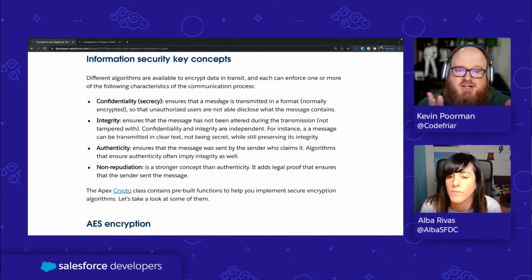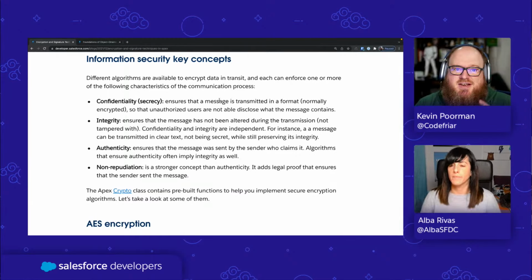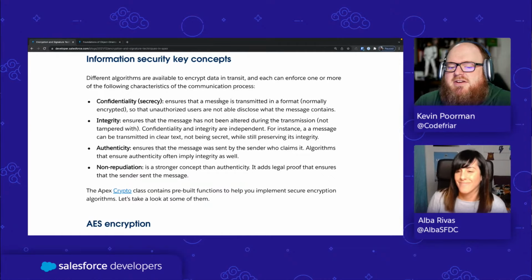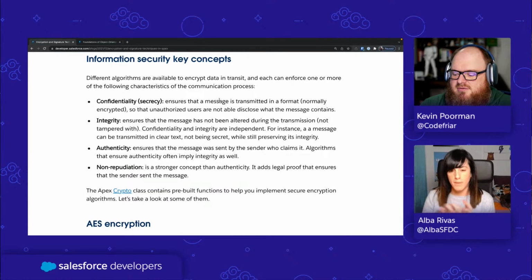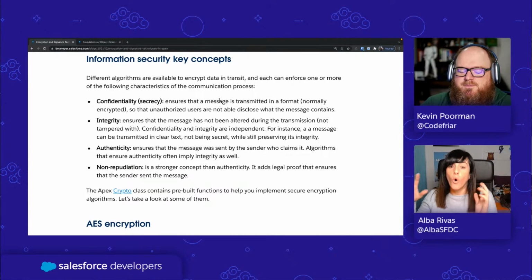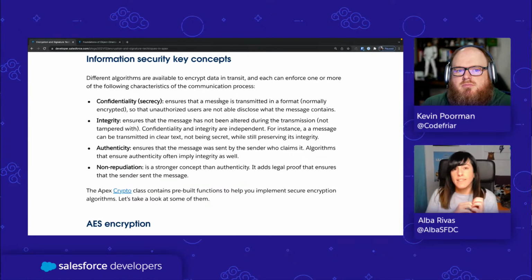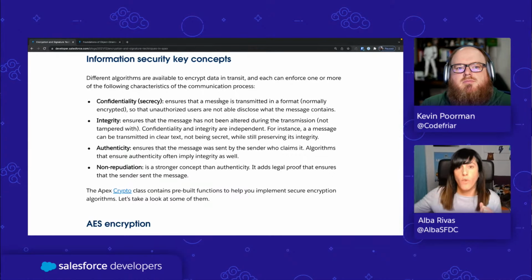So the first one is confidentiality or secrecy. Alba, when you think of confidentiality, I don't know about you, but when you join a company, one of the very first things you have to do is HR makes you sign the confidentiality agreement, where you agree to keep all the secrets of the company. Exactly. That's the point: the information that you transmit to a third-party system, or from a third-party system to Salesforce, is secret and impossible to guess.